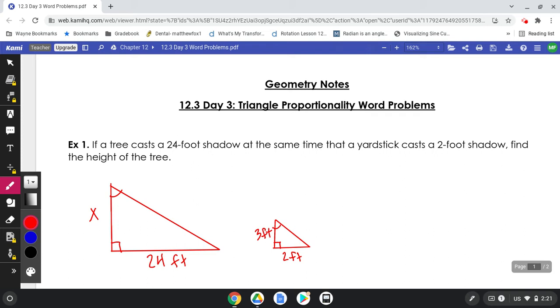And now we have two triangles that are similar by AA similarity. So angle, angle similarity. Remember our other types are SSS, side, side, side, and then SAS, side, angle, side. But we have AA. So we know these two triangles are similar.